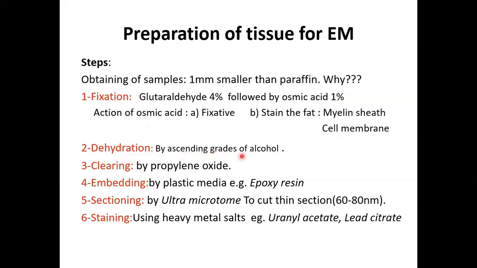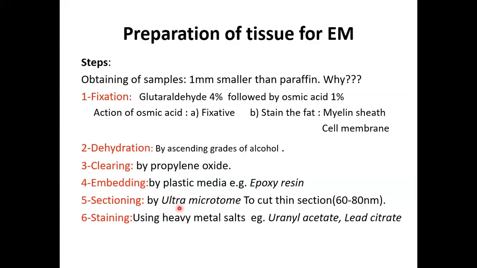Dehydration by ascending grades of alcohol, as we are accustomed to in the paraffin technique. Dehydration starting by 50% alcohol, 70%, 90%, and absolute alcohol. Then clearing by propylene oxide in step number 3. Remember, we use xylene in the paraffin technique. Embedding in the plastic media, which is the epoxy resin, and the oven also, but it takes more than 4 hours. This step is very, very critical.